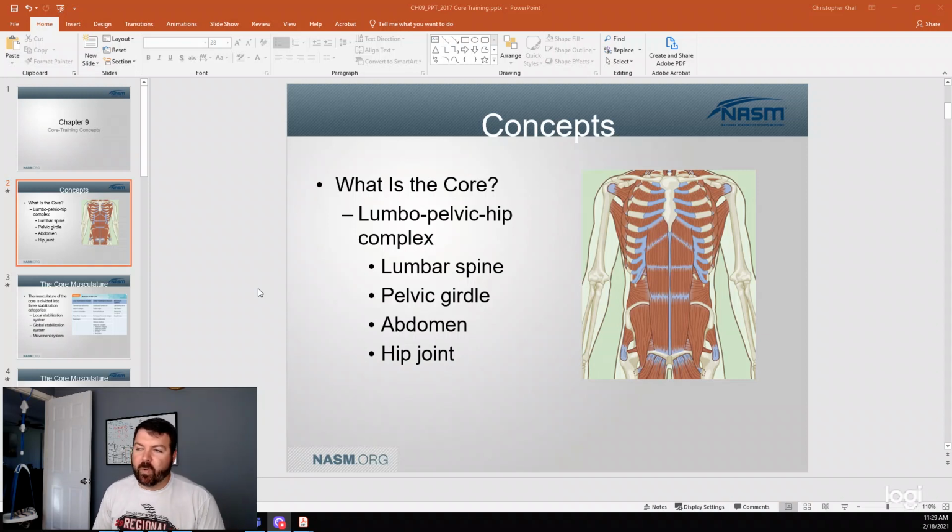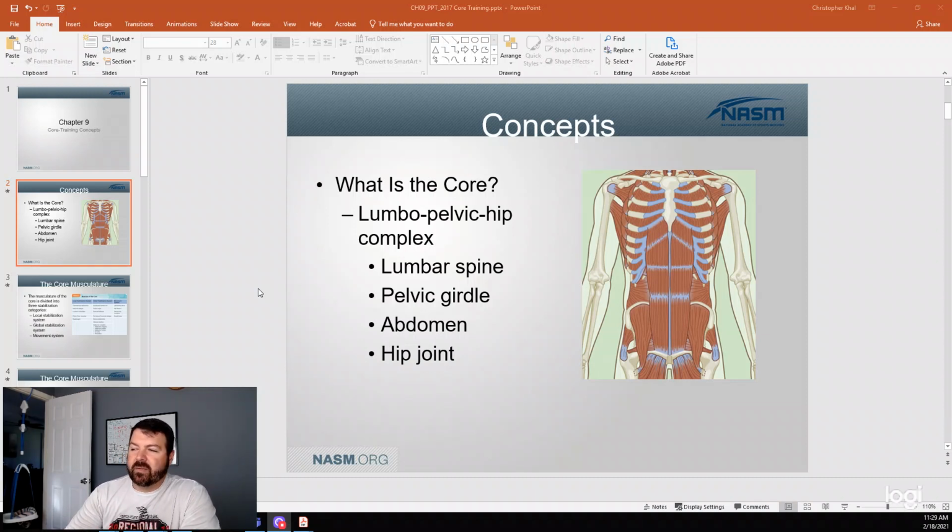People often get core confused with abs, and they are a little different. I would say abs is a component of your core, but your core is not just abs. Because abs, everyone thinks about that six-pack, when there's more to it than just that.